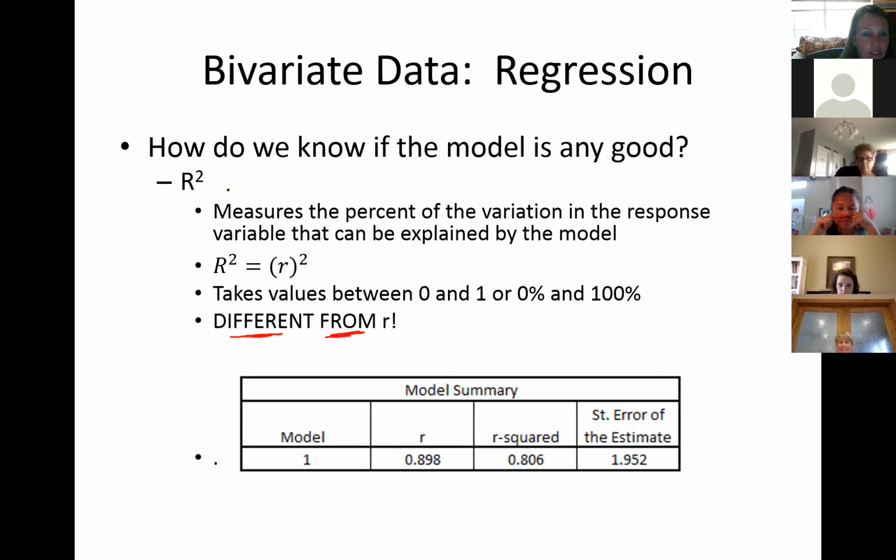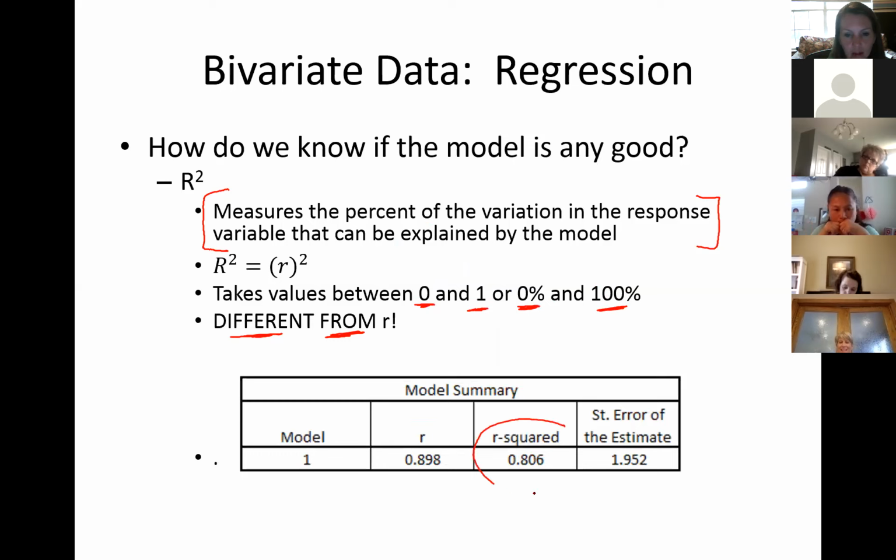So it'd be a good idea to think about this definition for R squared, and then think about what you know about correlation, and think about them separately from each other, even though we do use one to calculate the other. Once we've squared R, it takes values between 0 and 1, or 0% and 100%. The closer you are to 100%, the better your model is going to be at making predictions, because your X variable explains so much more of the variation that you're seeing.